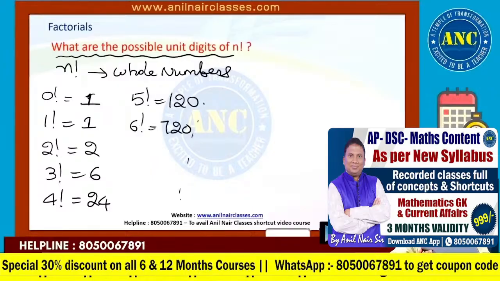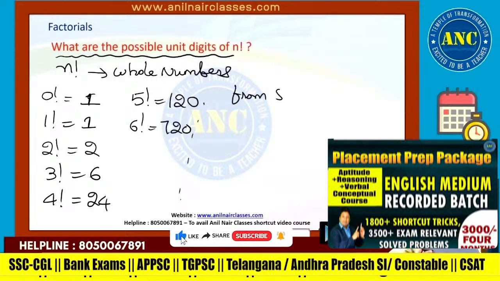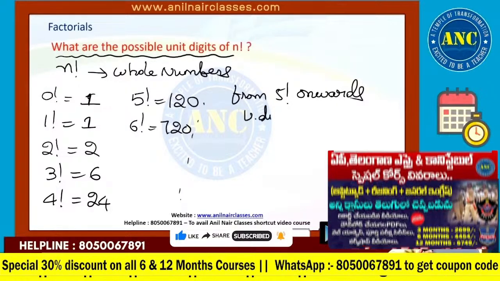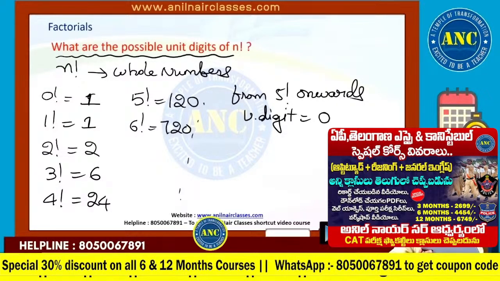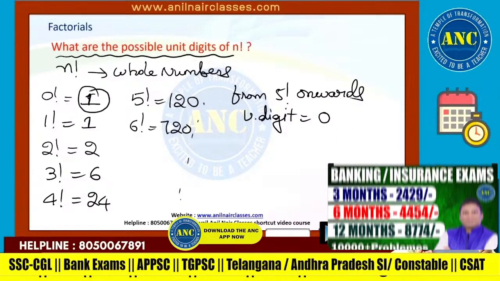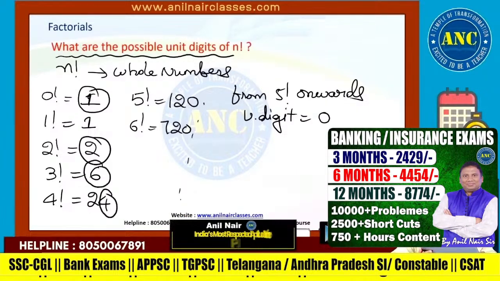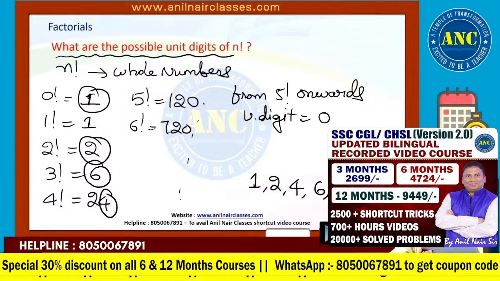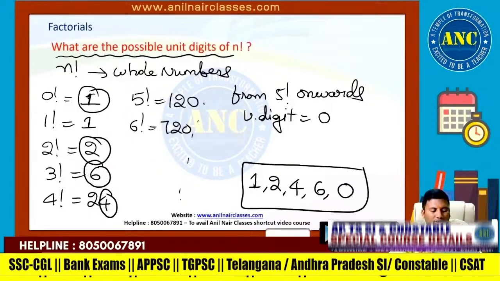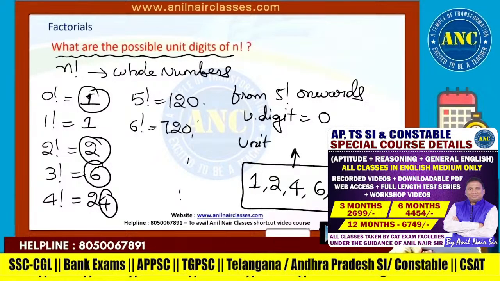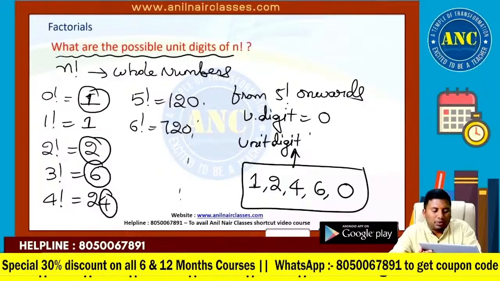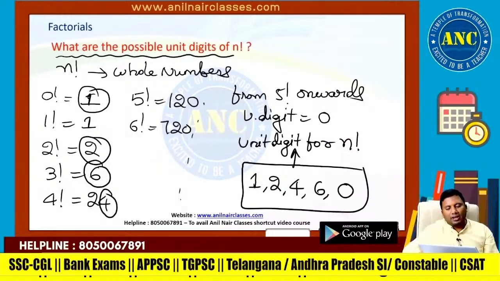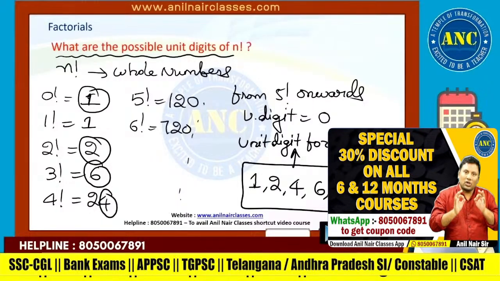From 5 factorial onwards, what is the unit digit? From 5 factorial onwards, the unit digit is 0. What are the other unit digits we got? 1 we got, 2 we got, 4 we got, 6 we got, and 0 we got. These are the possible unit digits for n factorial: 1, 2, 4, 6 and 0.